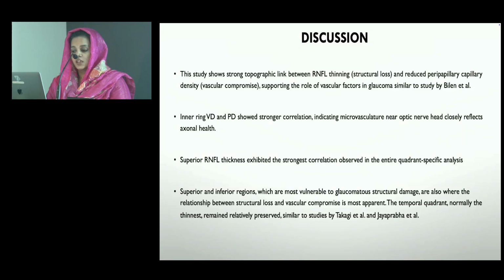Also, superior RNFL thickness exhibited the strongest correlation observed in the entire quadrant-specific analysis, and the superior and inferior regions, which are the most vulnerable to glaucomatous structural damage, are also where the relationship between structural loss and vascular compromise is most apparent. The temporal quadrant, normally the thinnest, remains relatively preserved.